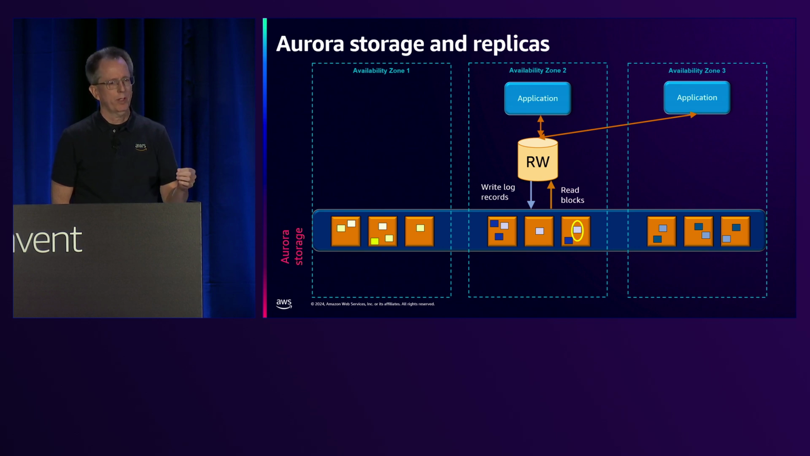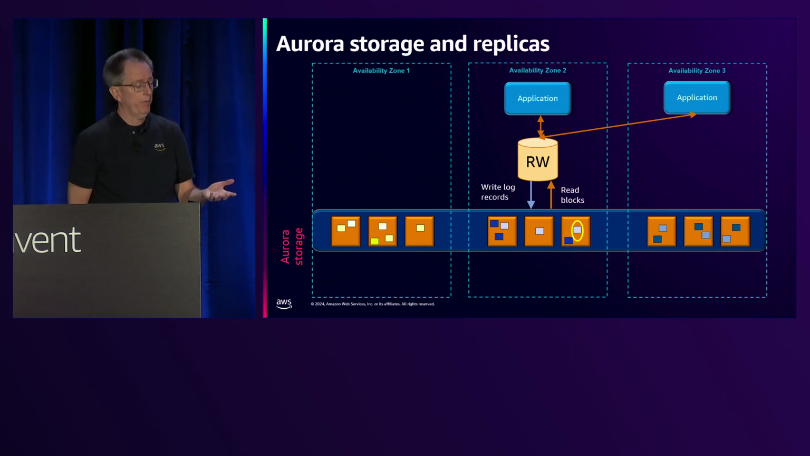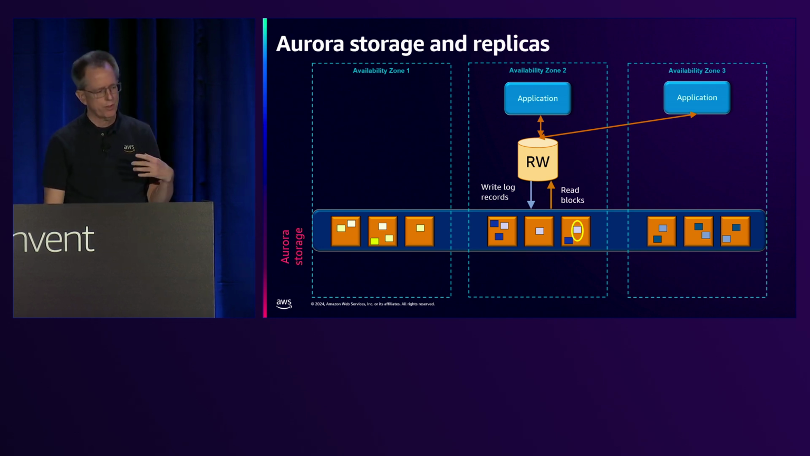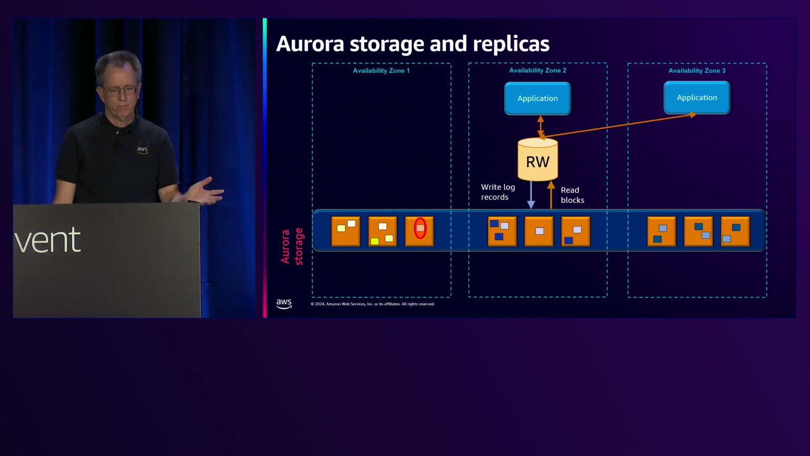Now, we're typically going to read from the local AZ. There's a copy in each one. So we're going to read from the closest one because that's going to be fastest. And we don't have to do any quorum reads because we know from the basically sequence number where we are, and we know that we have the latest copy. So we read those blocks, pretty normal, right?